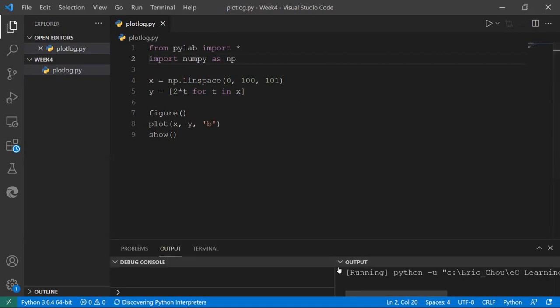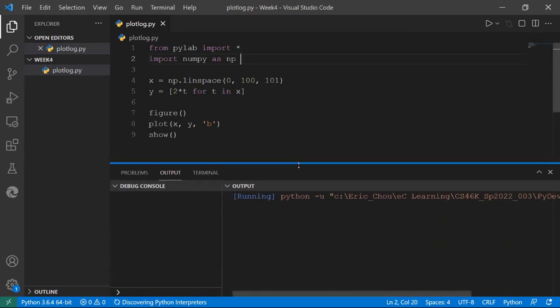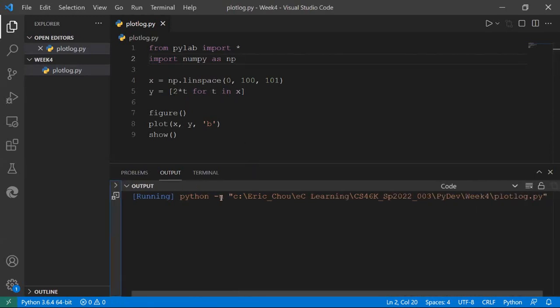So a linear plot from 0 to 100 has 101 points. Every number, 1, 2, 3, 4, gets a point. And here I'm plotting 2x. For every x, I double it. So the plot is 2x.